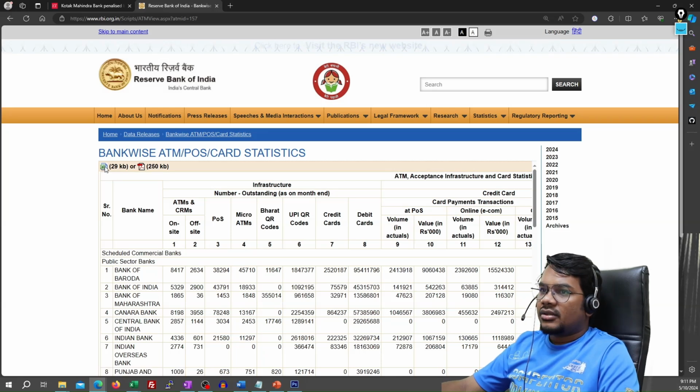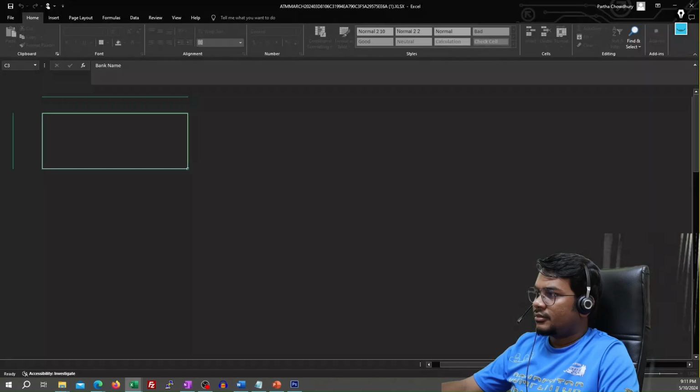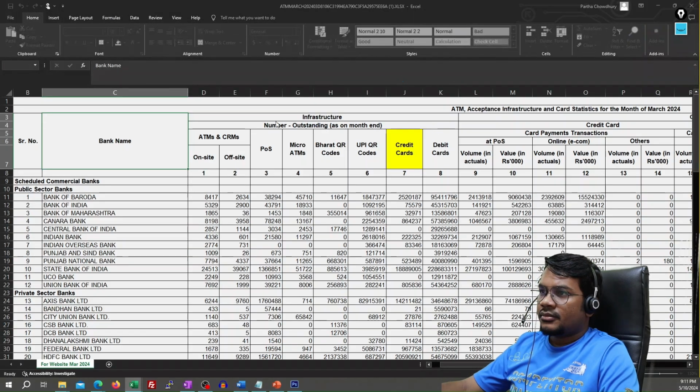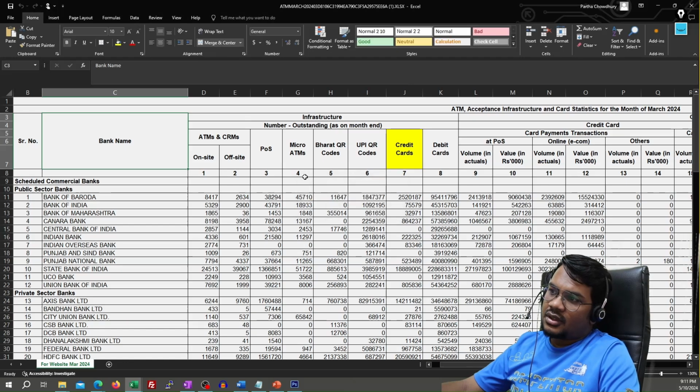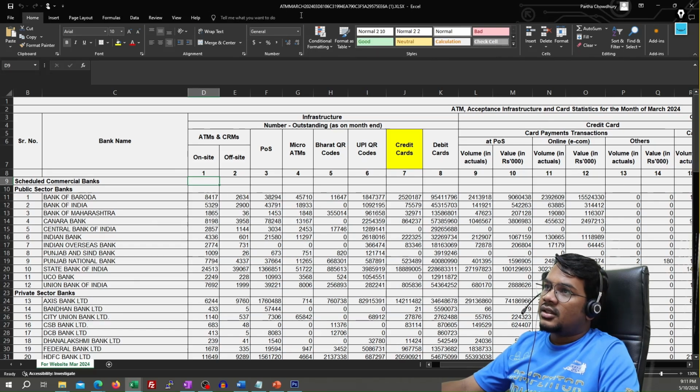Let me download the data for you and then show you. Wait for the data to load. Okay, I have already downloaded that data and opened the file. This is the same data set, and this is what you will find when you open it.